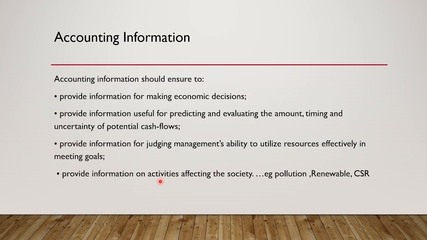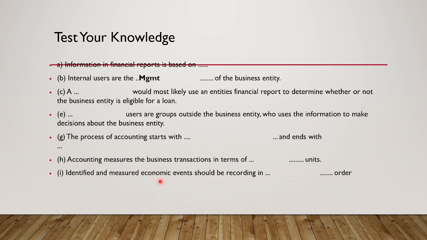Okay, so now this is the basics and all that. There are some fill in the blanks here. Information in a financial report is based on economic transactions. As I told you, all the transactions we do have to be monetary. It has to be economic. Then only will this information come in the financial report. Non-economic, non-monetary ones we will not consider.